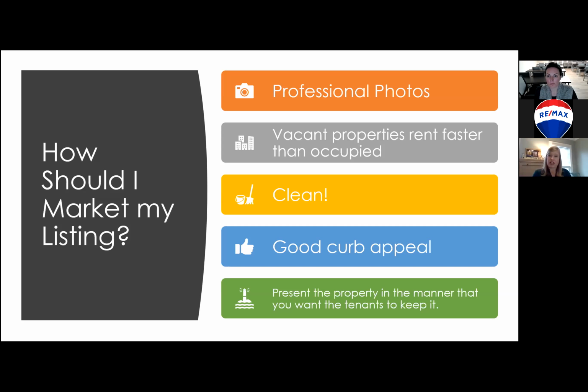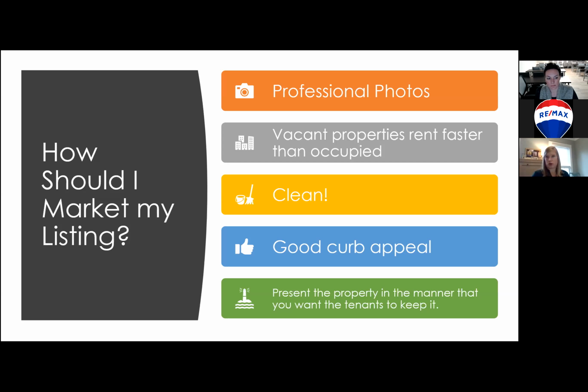Vacant properties tend to rent faster than occupied. I have tons of clients who, this surprises them, realtors, it surprises them as well. I have a small background in sales, I was in sales for a little bit, and we always shied away from vacant properties. We wanted properties that were filled and cozy and warm and looked nice. Well, that is the exact opposite when you've got a rental property. When people are looking for a rental home, they are looking for move-in ready. They need to move by the end of the week, and they want to know what they're getting. So that's why vacant properties do tend to rent a little bit faster than occupied.